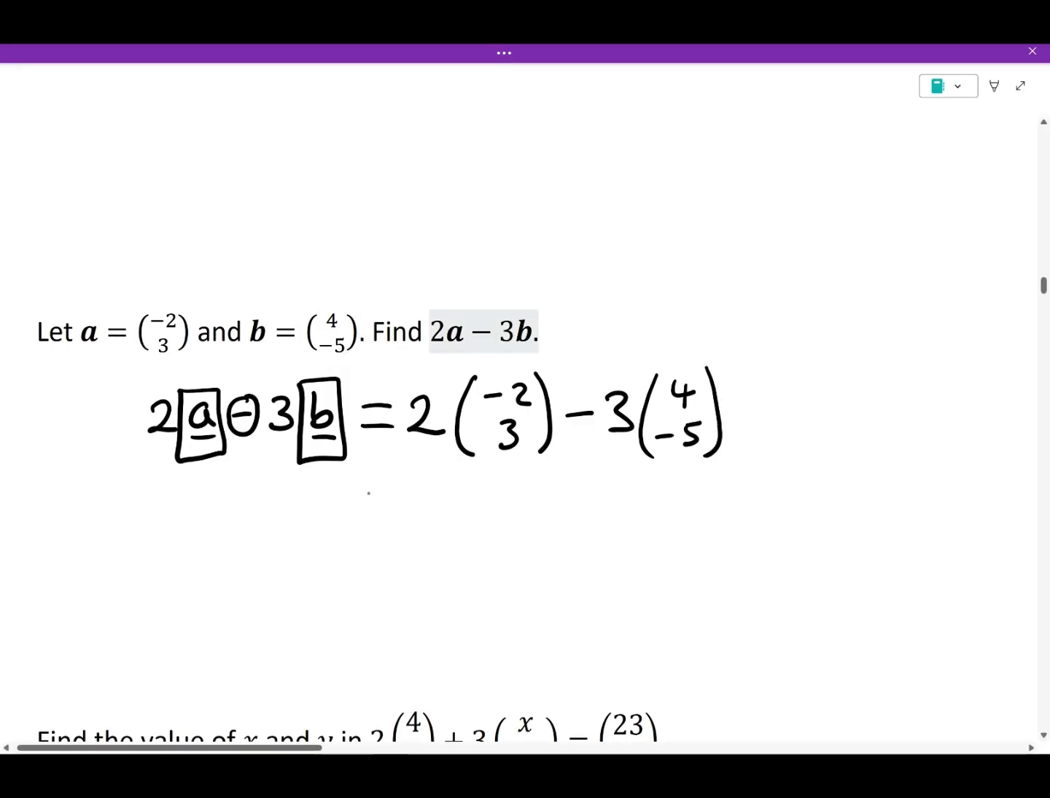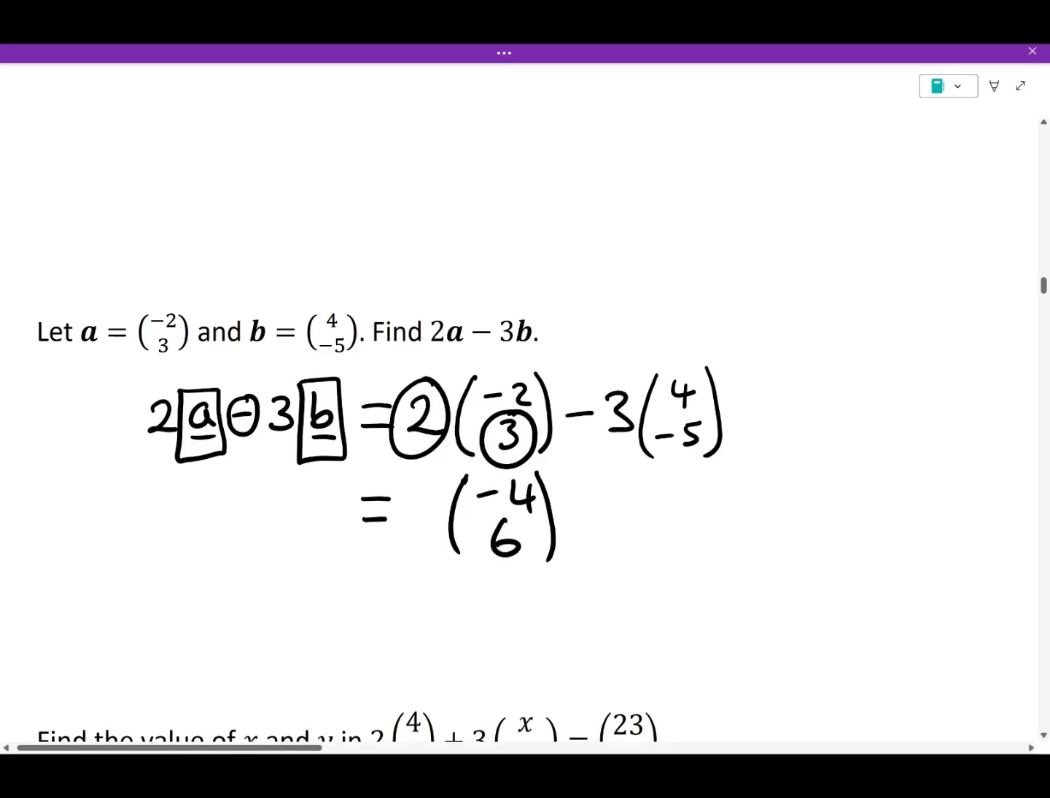Now the next thing I'm going to do is get those scalars multiplying the vectors into the vectors by multiplying. So this 2 is going to multiply both of the components in our first vector. So 2 times -2 would be -4. And then 2 times 3 would give me 6.